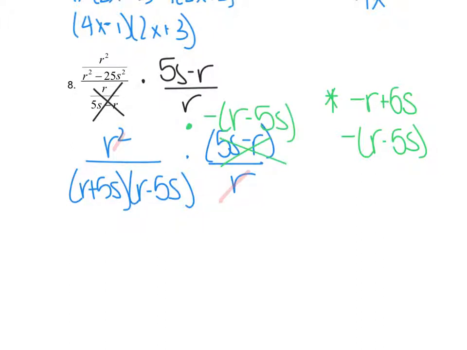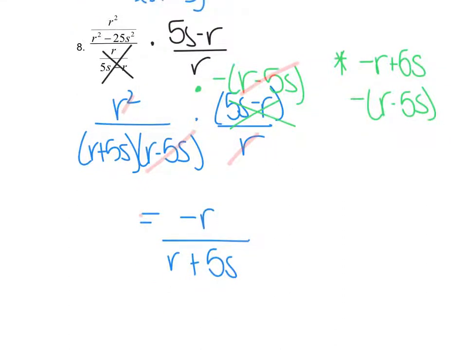Okay, now we have things that can cancel. So the r minus 5s's can cancel. Okay, so multiply, make sure you include that negative. So we're going to multiply and we get negative r over r plus 5s. The r's cannot cancel. Remember that this denominator, these are bound together. Addition and subtraction bind together terms. And that's our final answer. Just make sure you include that negative that we took out to begin with over here.